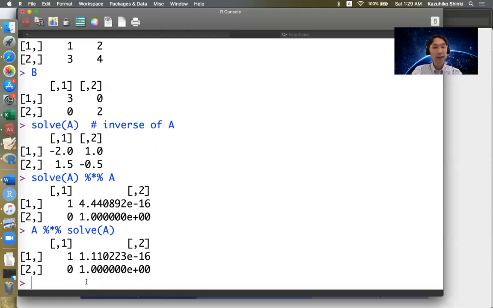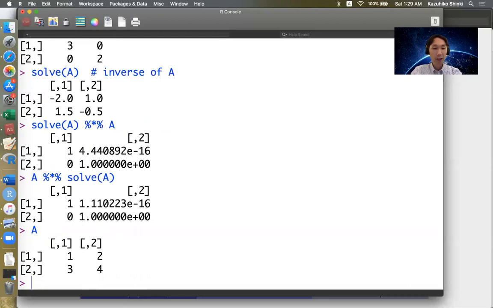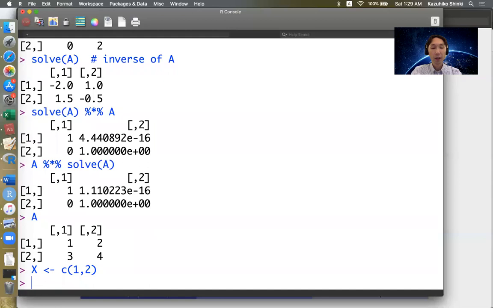Yep. So next we think about the matrix times a vector, like AX. The matrix A is this. We define the vector X. A vector is defined by the function c with parentheses. Suppose X is the vector 1, 2. Then what is A times X? Again, we use the matrix product.